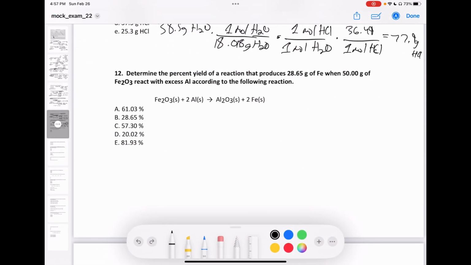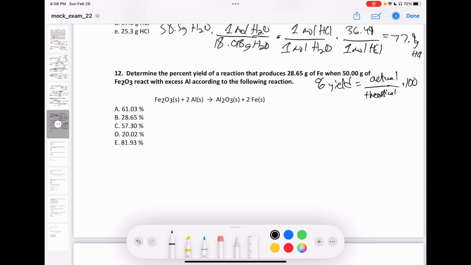So determine the percent yield for a reaction that produces 28.65 grams of iron and 50 grams of iron oxide react with excess aluminum according to the following reaction. So we know that percent yield is equal to actual over theoretical times 100.